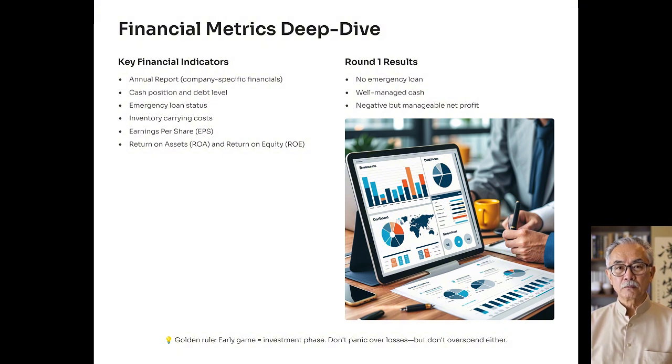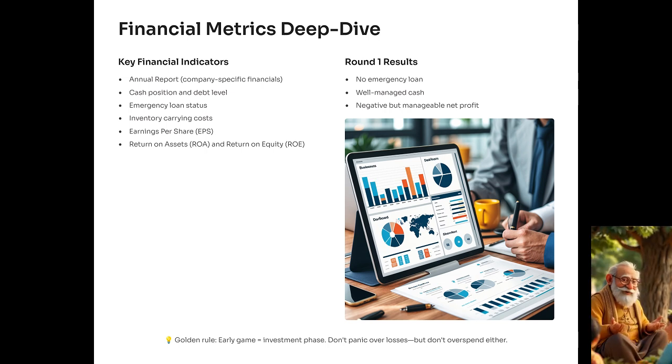In this round, we had no emergency loan. Cash was managed well. Net profit was negative, but manageable. Light bulb golden rule: early game equals investment phase. Don't panic over losses, but don't overspend either.